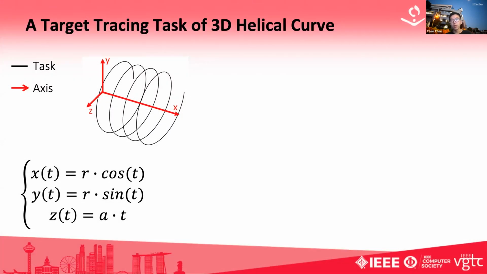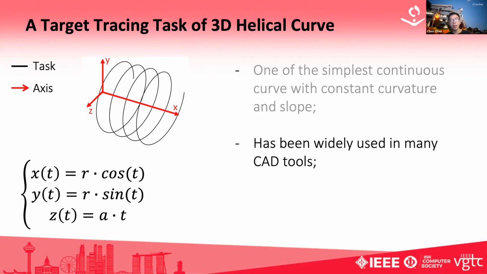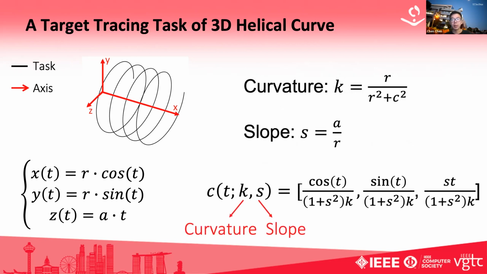In this work, we focus on evaluating participants' drawing performance with a target tracing experiment of a 3D helical curve, as it is one of the simplest continuous curves with a constant curvature and slope. And it has also been widely used in many existing computer-aided design tools. Mathematically speaking, a 3D helical curve could be described by a parametric equation with respect to a constant curvature and slope, noted here as K and S.